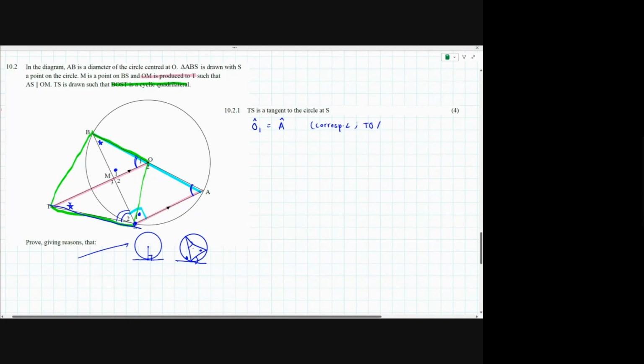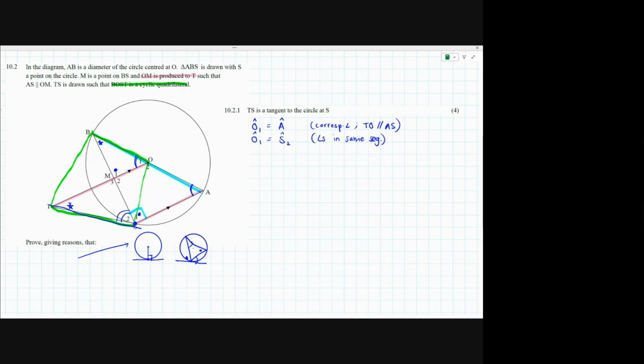TO is parallel to AS. Obviously, if you said OM is parallel to AS, absolutely fine. We also knew that O1 was equal to angle S2 because of angles in the same segment, because we were given that cyclic quad. Again, the information we give you is there for a reason. We want you to use it.